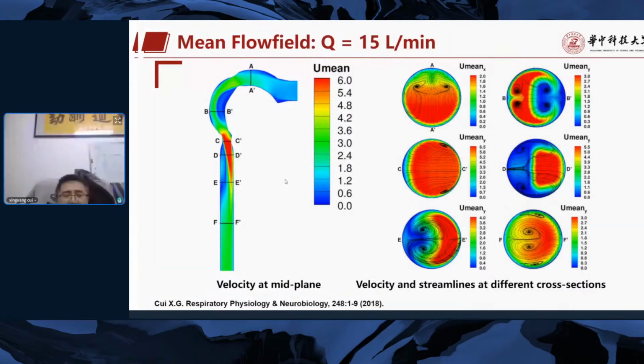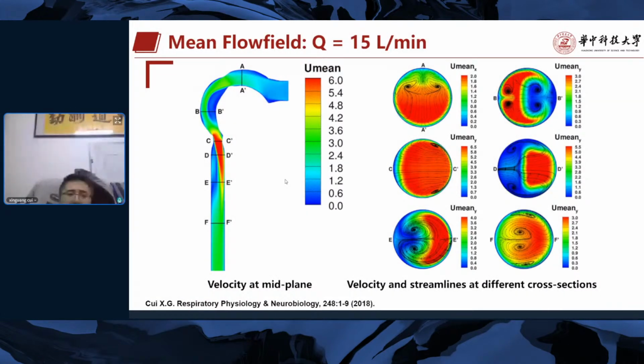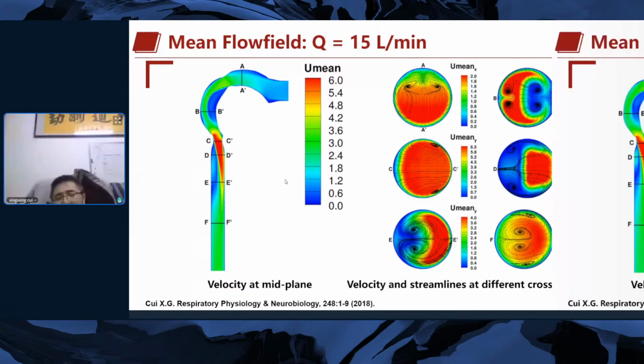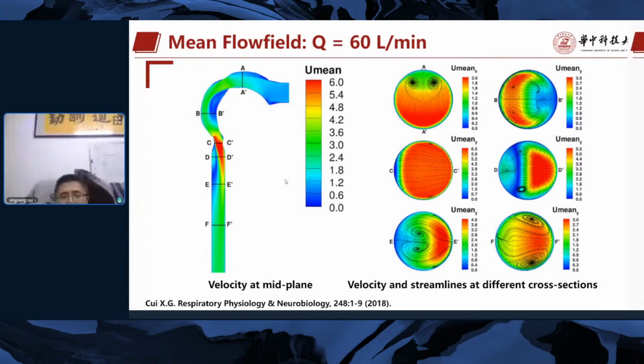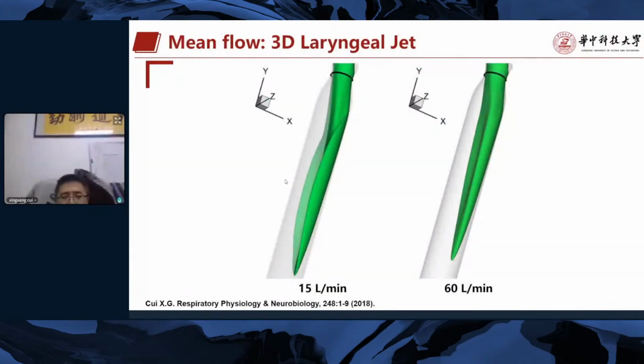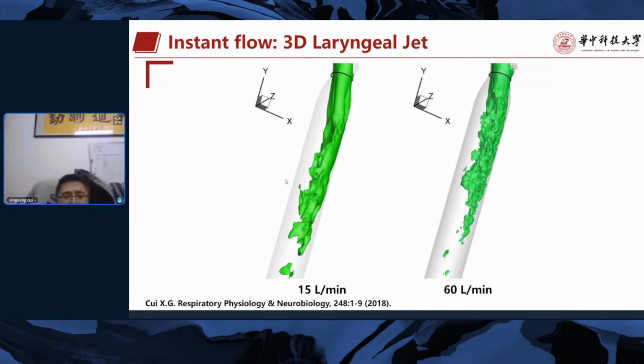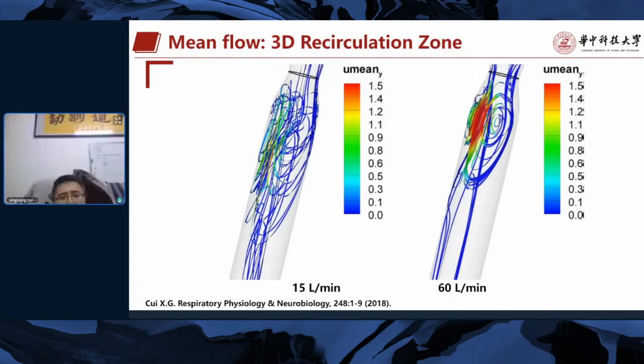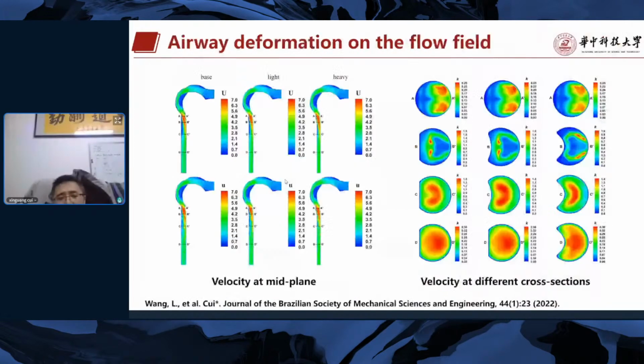Then we also analyzed these flow structures' dynamics at different inspiration intensities, for example 15, 30 and 60 liters per minute. Because of the time limit, I won't go into so many details, and if you like, you can read my papers.